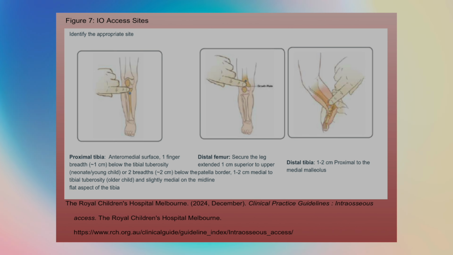It's also important for us to understand the appropriate IO access sites. So the proximal tibia is the preferred site in neonates, and it can easily be found by measuring one finger beneath the tibial tuberosity and then moving slightly medial to that line. That puts you on a flat aspect of the tibia. With the distal femur, you're going to secure the leg straight, and you're going to measure 1 centimeter above the patella, and then move about 1 centimeter medial to that line. A third option is the distal tibia if for some reason you're unable to use the proximal tibia and the distal femur.